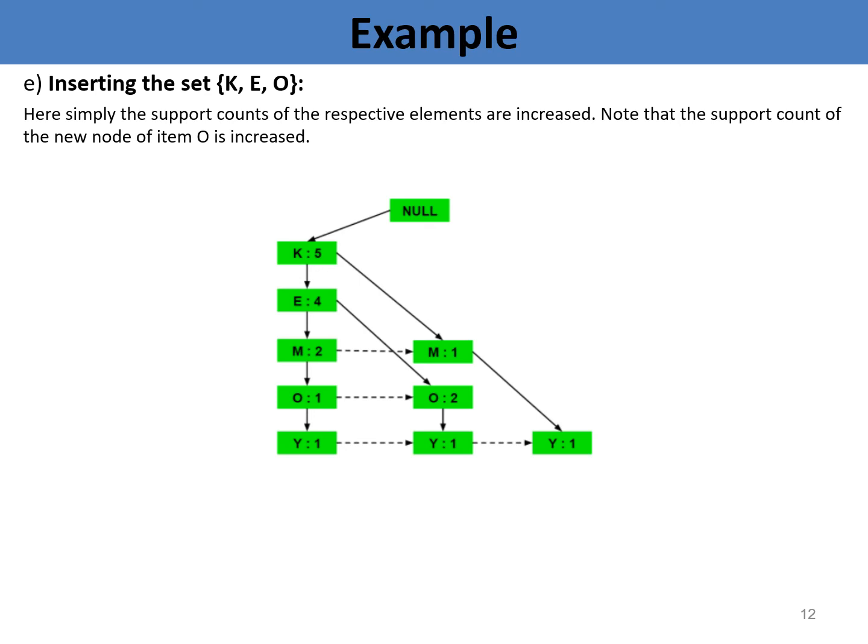So inserting the set KEO. So now K is already first in the tree. So we will increase its support by 1, and the next to K is E. We will increase its support by 1, and O is already after E in sequence in the tree. So it is already associated also. So we will just increase its support by 1. So in this way, the tree is constructed.